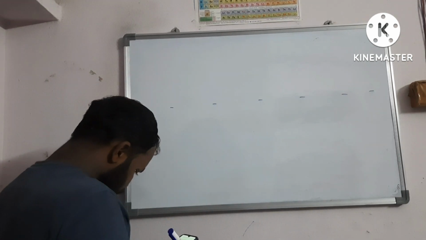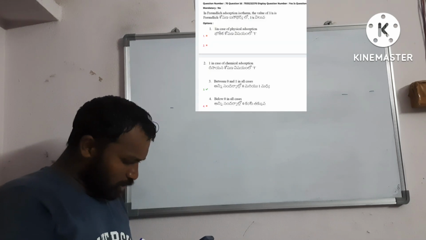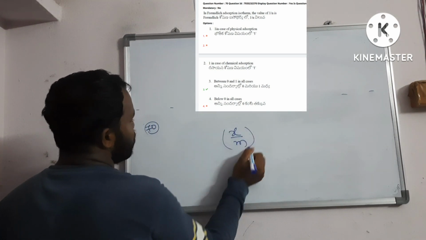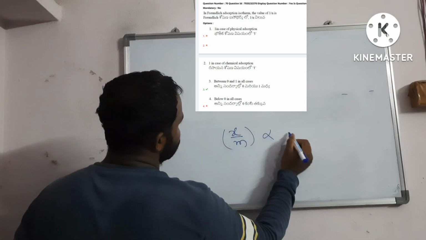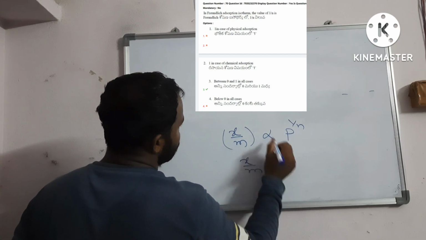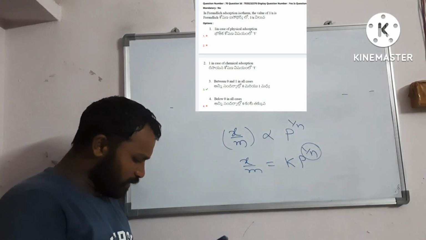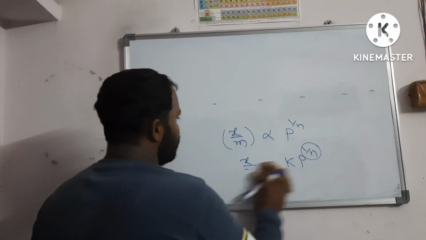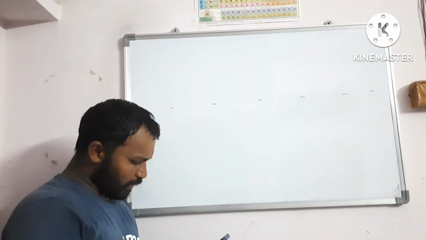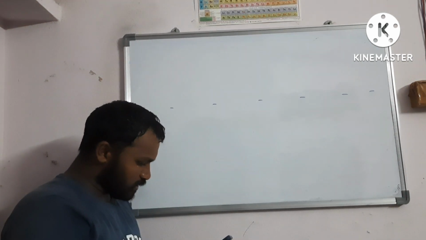Next, question number 70. In the Freundlich adsorption isotherm, the value of 1 by n is? What is the Freundlich adsorption isotherm? Adsorption x by m is directly proportional to P power 1 by n. If you remove the proportionality symbol, x by m is equal to K into P power 1 by n. This 1 by n value is between 0 and 1 in all cases, which is the correct option. Generally from this they will ask about low temperature, high temperature, high pressure and low pressure conditions, and what the rate is.